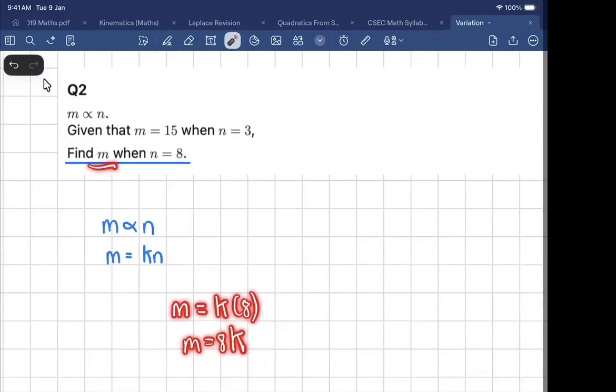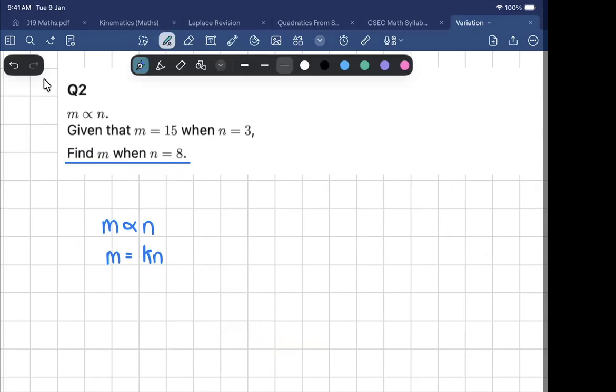Is that a numerical answer? 8k. Is that a numerical or algebraic answer? Algebraic? Yeah, but we want a numerical answer. So for us to figure out what m would be equal to, what are we still missing? We've got to find k. Did they give us any information to find k? Yeah, we have m equals 15 and n equals 3. Good. So I could use that to find k.